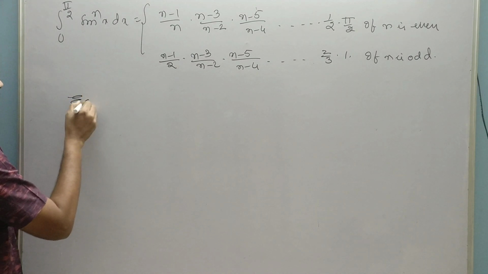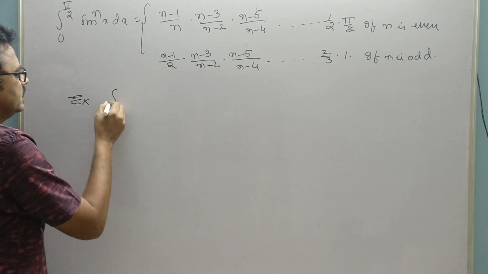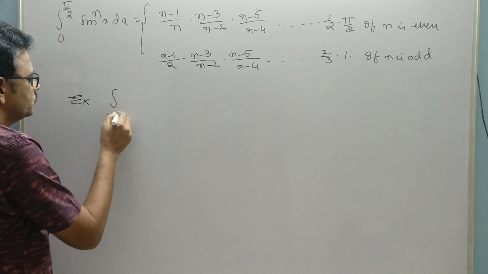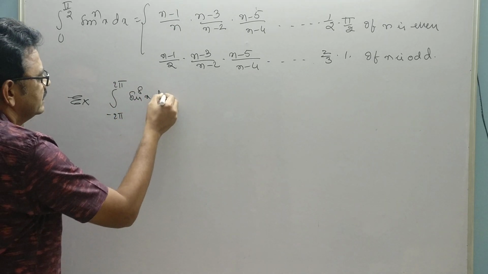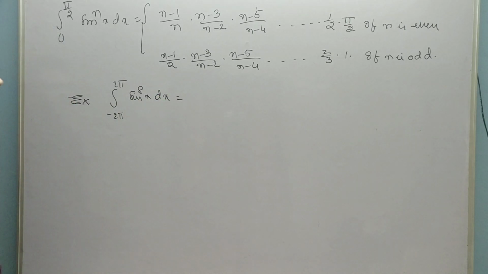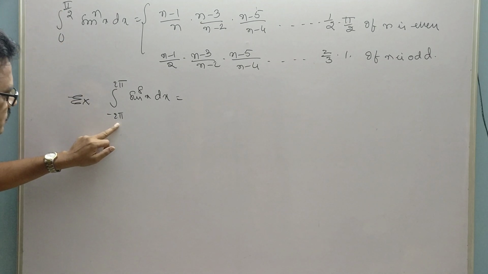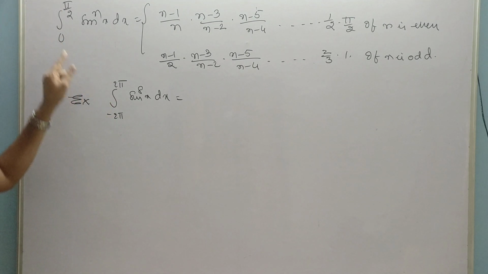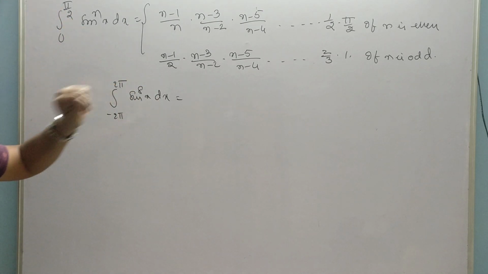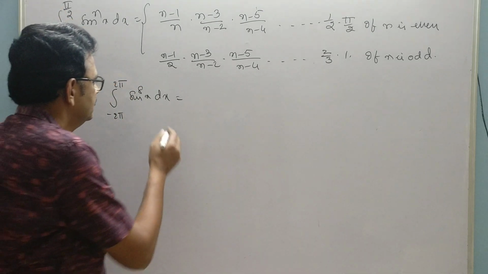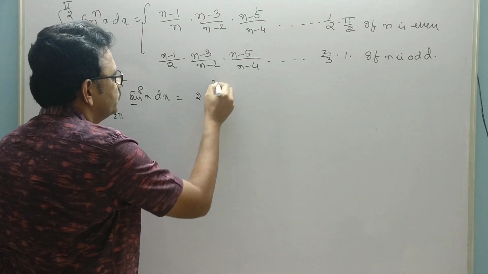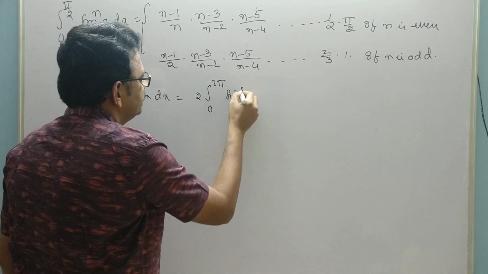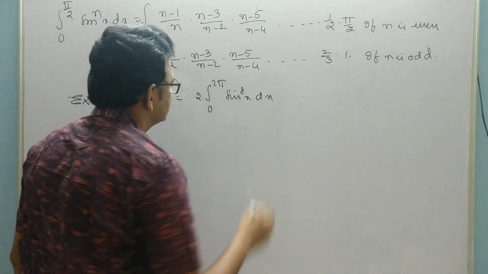So, for example, take the integral from minus 2 pi to 2 pi of sin power 8x dx. We have the expansion for 0 to pi by 2 only, and this is for minus 2 pi to 2 pi, so you convert it in terms of 0 to 2 pi using the properties. Here sin power 8x is an even function, so write 2 times the integral 0 to 2 pi of sin power 8x dx.